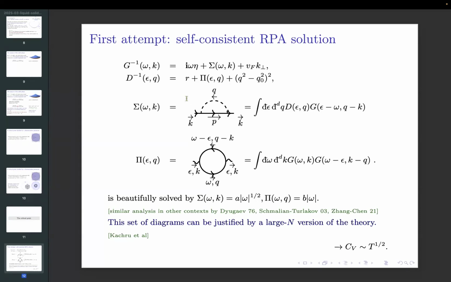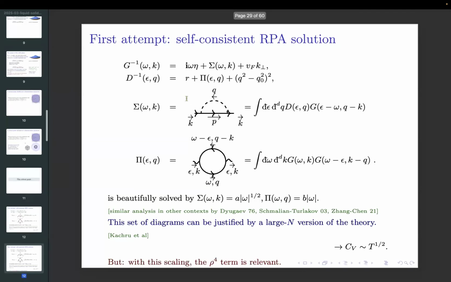Then this is the set of diagrams that survive. So if you believe this, one interesting thing we would conclude is that the specific heat at this critical point would be even bigger than that of a Fermi liquid. Instead of going like T, it would go like square root of T. A very dramatic signature.